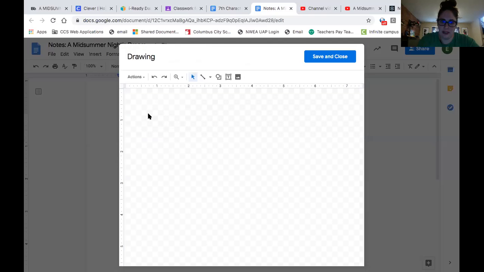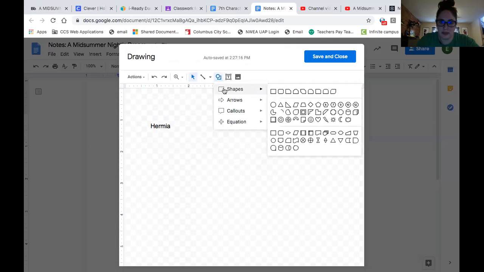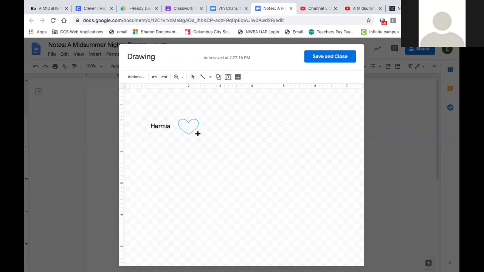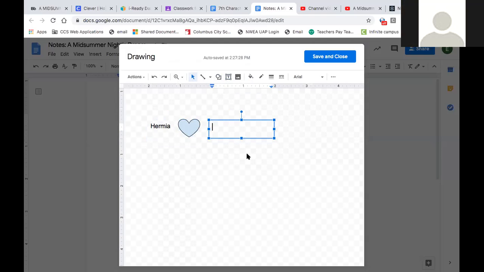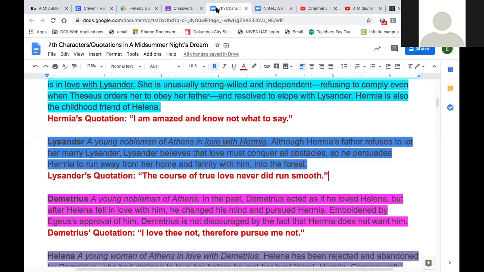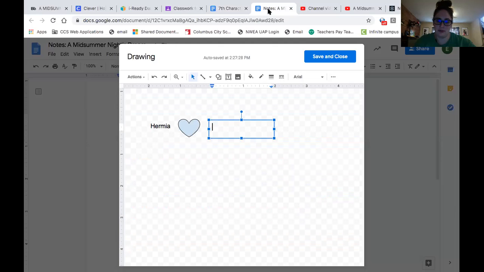Okay, what if I do, let's see. Hermia. Ooh, shapes. Hermia hearts. Who does she love? Bottom, what did you just say? He said, who does Hermia love? I don't know. I'm making notes. Can you guys see my little drawing?